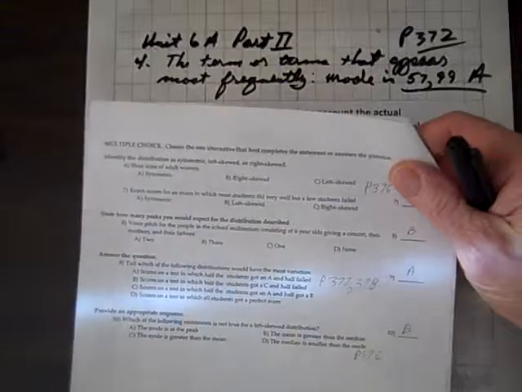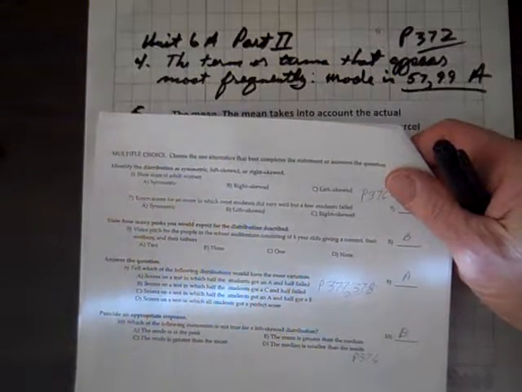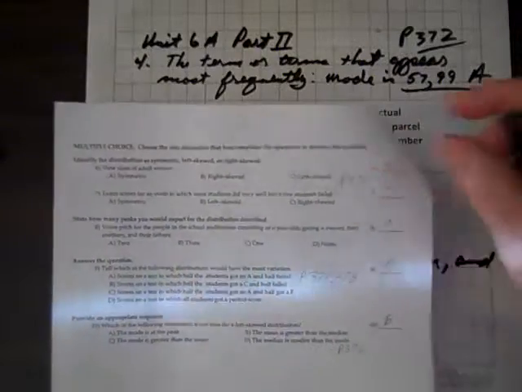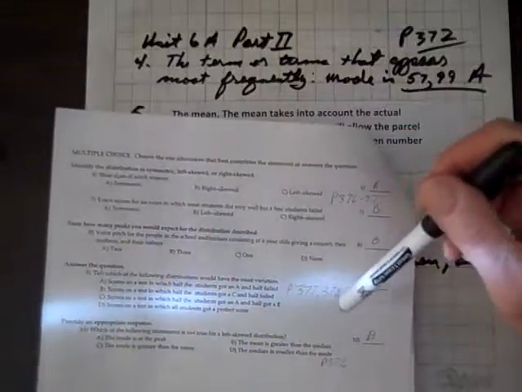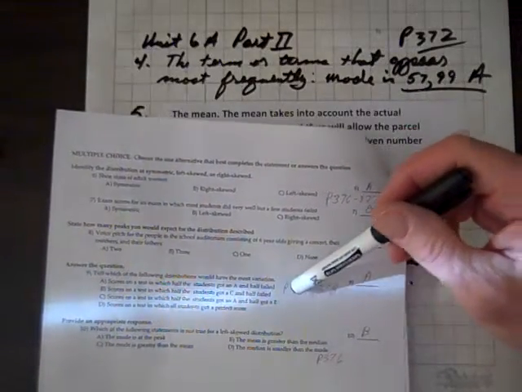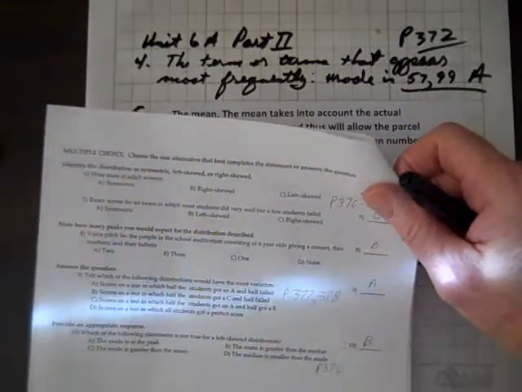For number 9, tell which of the following distributions would have the most variation, and that's going to be A, because we're going from failure to grades of A. And by the way, this background information can be found on page 377 and 378.